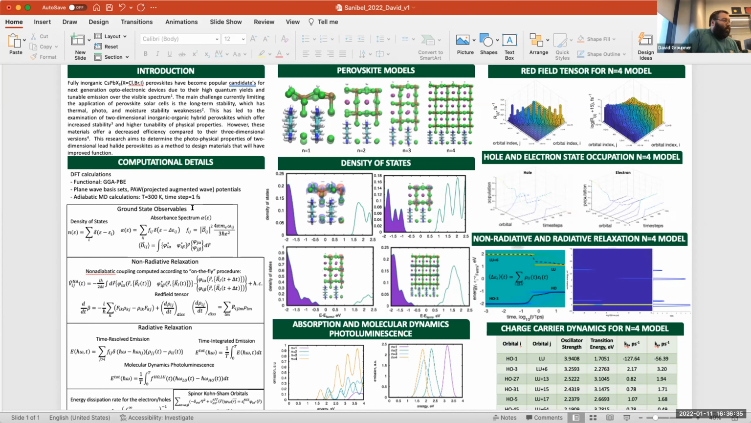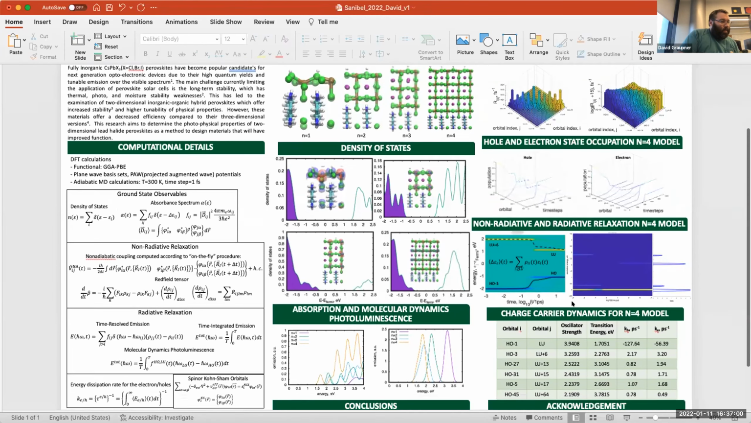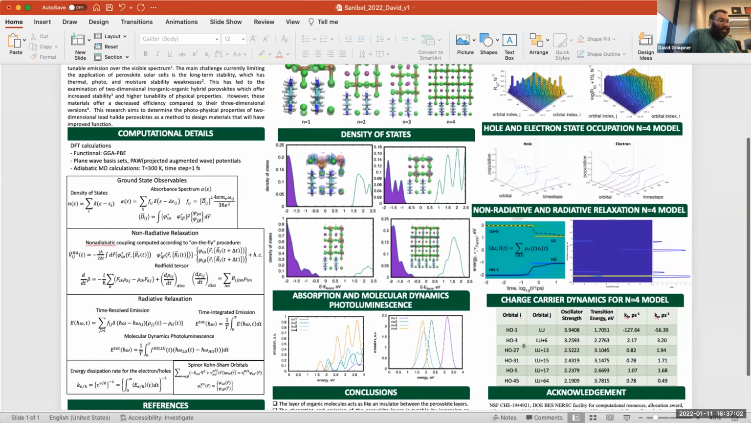So we're moving from the methods into our structure, into more details on the structure, into our results with our photoluminescence, or not photoluminescence, absorption. There is some luminescence there. Then we're moving into our relaxation, which is the more complicated. And I'm not entirely sure what I'm going to put here yet.